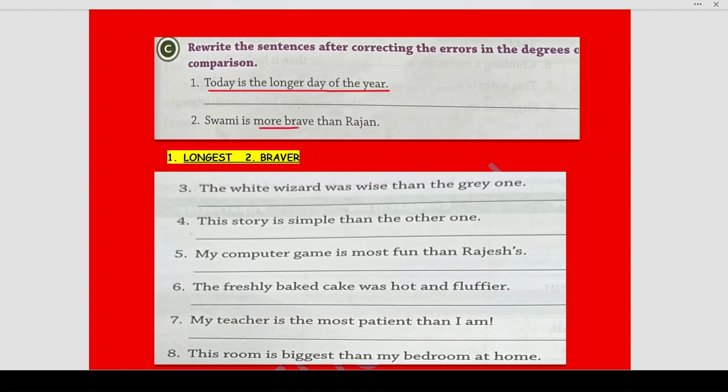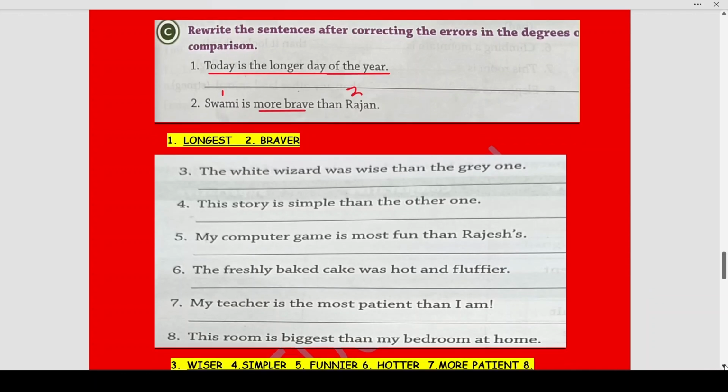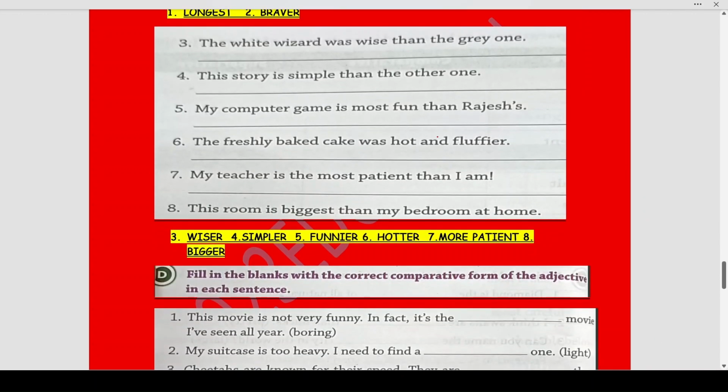Swami is more brave than Rajan. We are comparing one subject with the second subject. So we will write, Swami is braver than Rajan. Next, the white wizard was wise than the grey one. Now, how many subjects are we comparing over here? We are comparing a white wizard with the grey one. What are we going to write? We are going to write the comparative degree. Why? Because than is there. So the white wizard was wiser than the grey one.